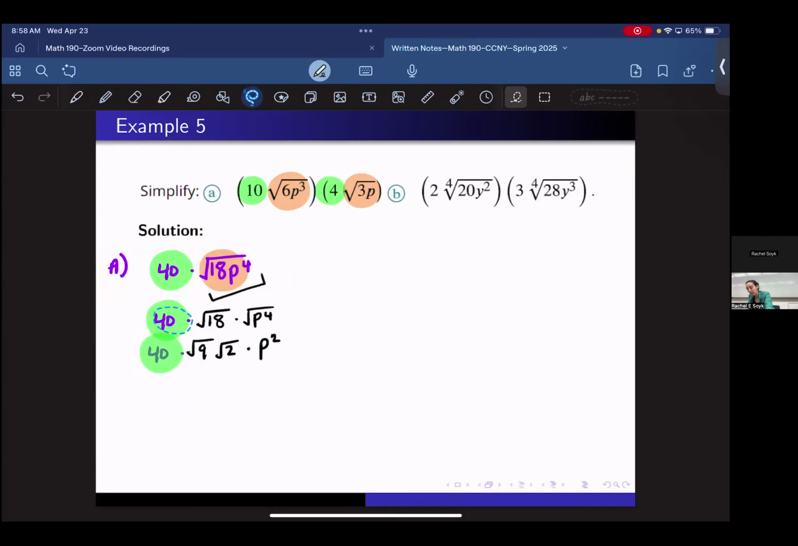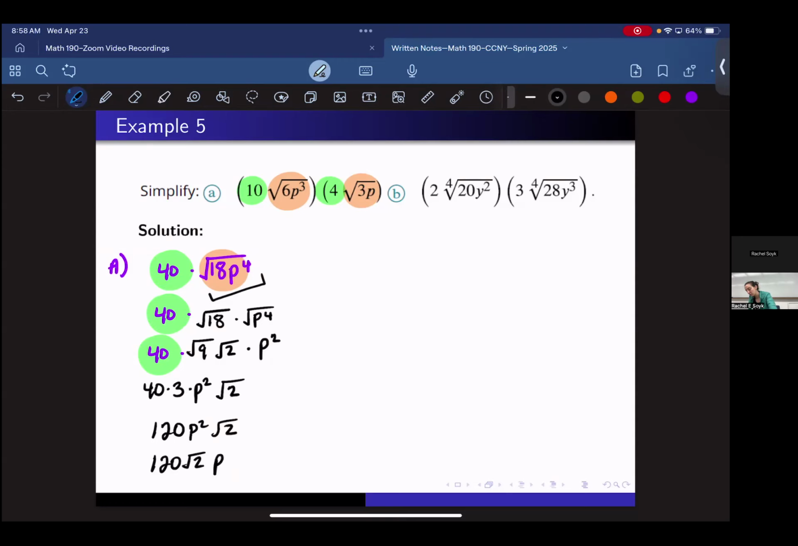So now we're looking at that square root of 9, which is just 3. So we have 40 times 3. I'm going to bring that p squared to the front as well. And then last but not least, we have that square root of 2. 40 times 3 gives you 120. So your final result, 120 p squared times the square root of 2. If you wanted to write it as 120 square root of 2 times p squared, either of these I would accept. And done.